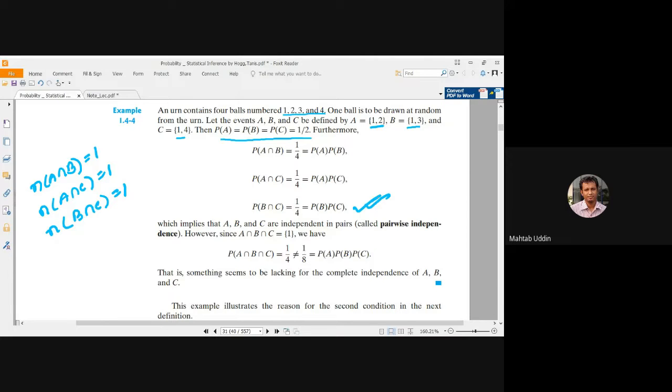So there is no problem in pairs. So they are pairwise independent. They are what? Pairwise independent.